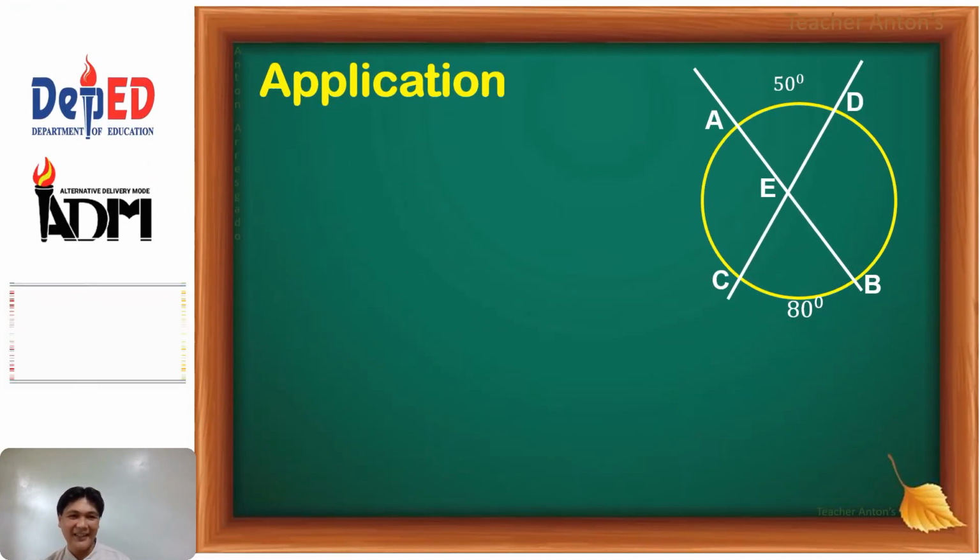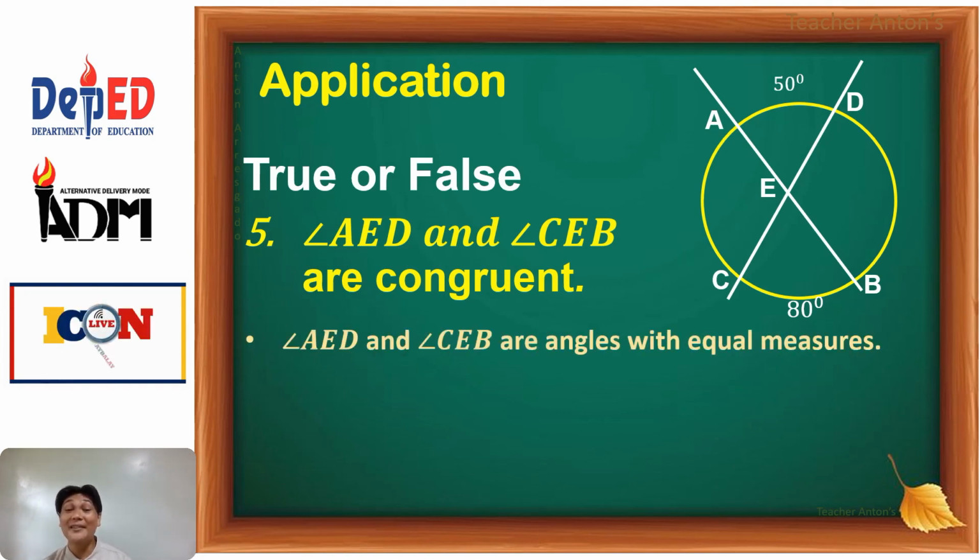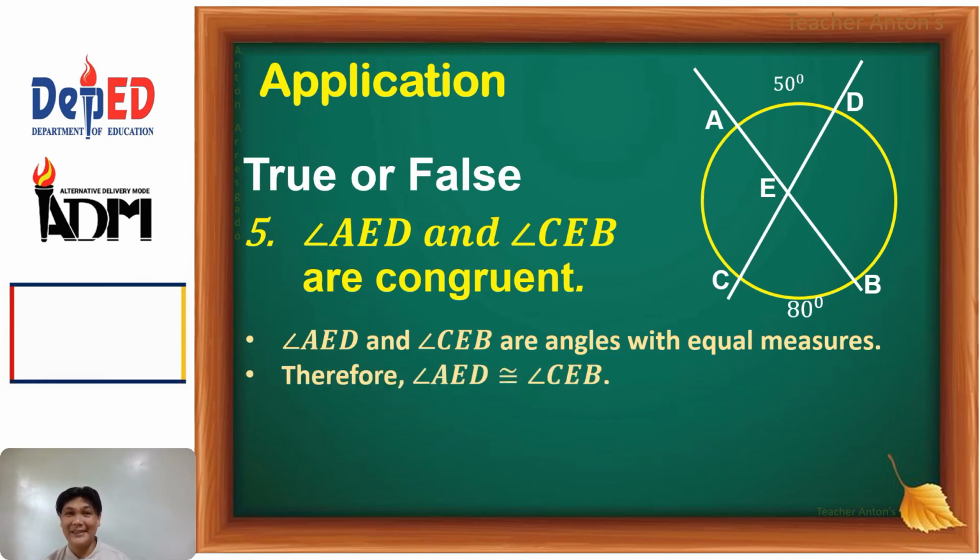Correct. Number 5. The same figure, angle AED and angle CEB are congruent. So it's just the same with statement number 4. So is this a false or a true statement? Again, angle AED and angle CEB are angles with equal measures. So by definition of congruent, therefore angle AED is congruent to angle CEB. Okay, by definition of congruence, the statement is true.